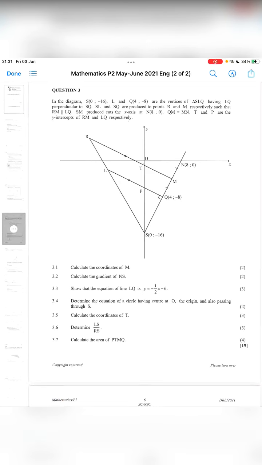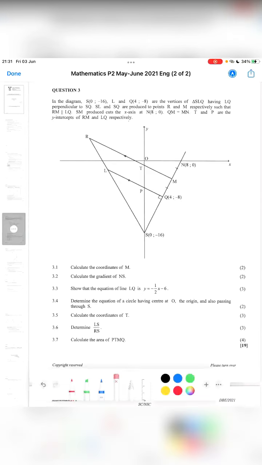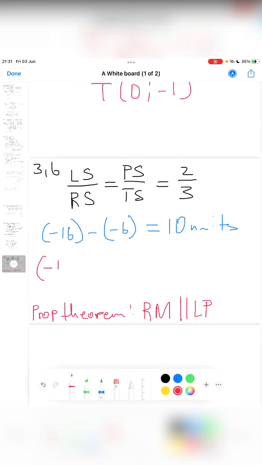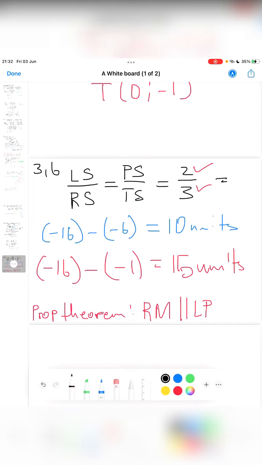So let's see. This question says, okay, but before I do that, LB, let me show you. Okay, you see now, I wasn't done with that. What did we say there, guys? I think we also had negative 16, and then we said minus negative 1. We got what? 15 units. And I said, for you to substitute that, you get a mark. For you to do that, you get a mark.